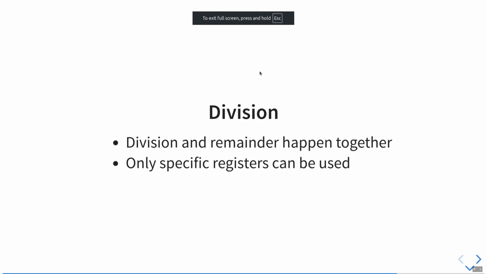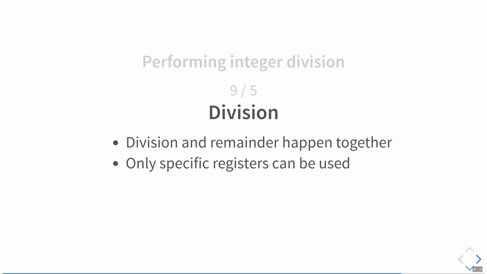So now we'll talk about division. Division is going to be different from addition and subtraction and multiplication. I don't know exactly why, but it probably has to do with the actual architecture of the x86-64 chips. The big idea is that we can only use specific registers for division, and we have to use a special command in order to set up those registers.